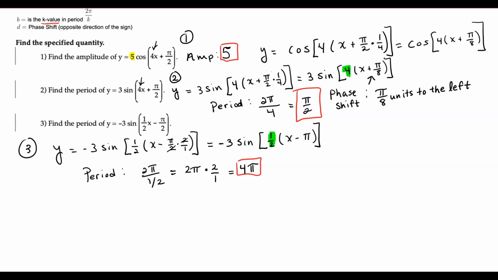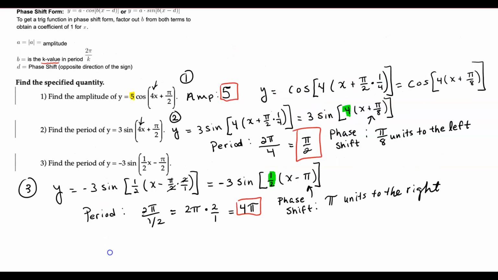All right, so the period is there, 4 pi, and just for good measure, let's go ahead and finish off by talking about the phase shift for this graph. And the phase shift can be found by analyzing this right here. Well, this tells us x minus pi. Remember, it moves opposite of the sign. That means this moves pi units to the right. Okay, so that is the direction that this graph is moving in. All right, so really, other than that, there's nothing to it. We've found amplitude very simply. We found period very simply. And we have adjusted these and written them in their phase shift form.